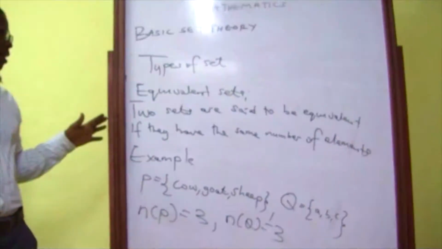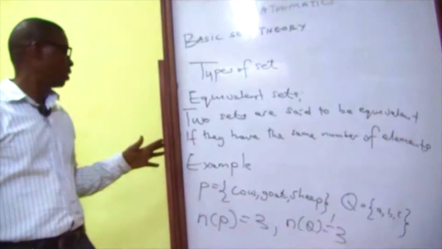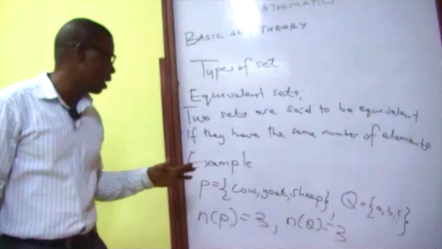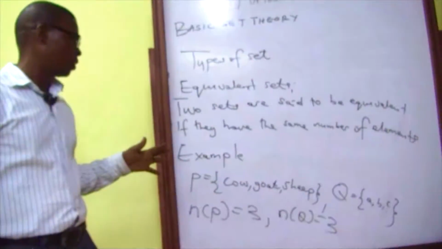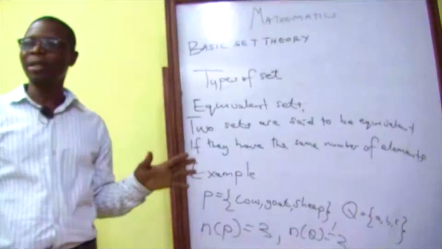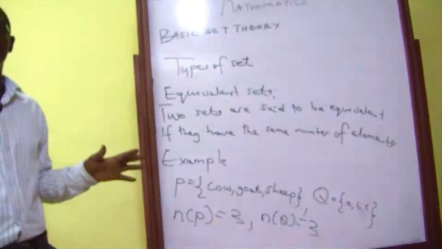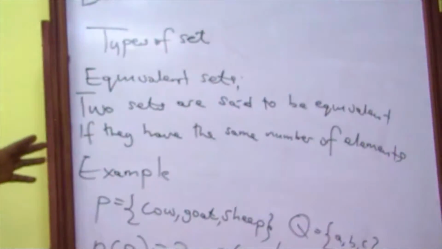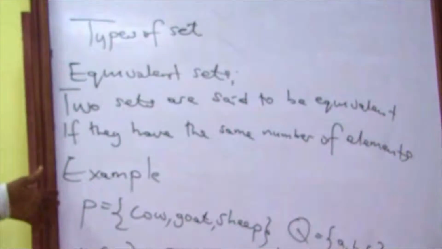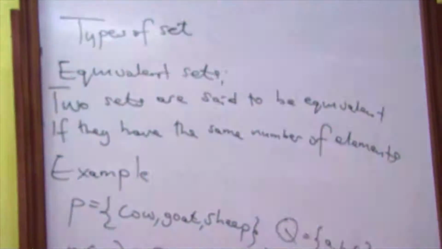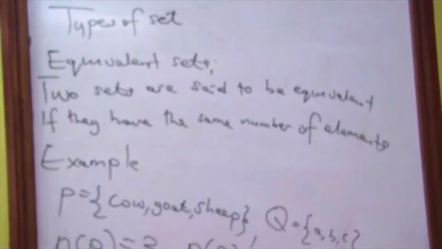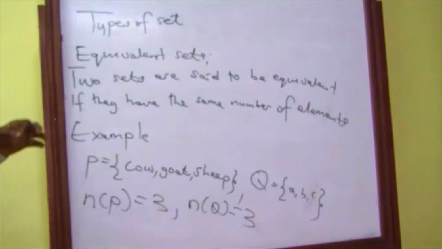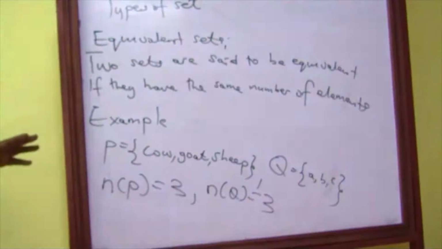Two sets are said to be equivalent if they have the same number of elements. P might not be related to Q. In fact, the two sets might not be related. But if they have the same number of elements, they are equivalent sets.